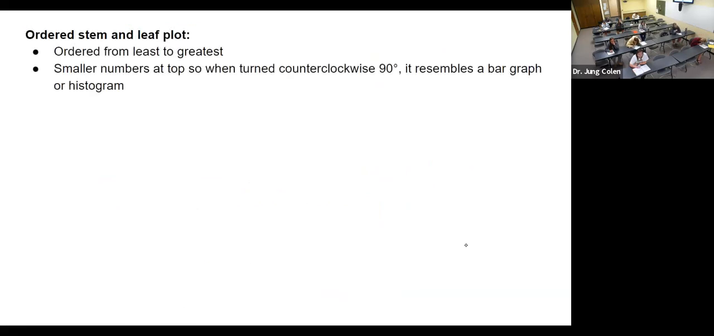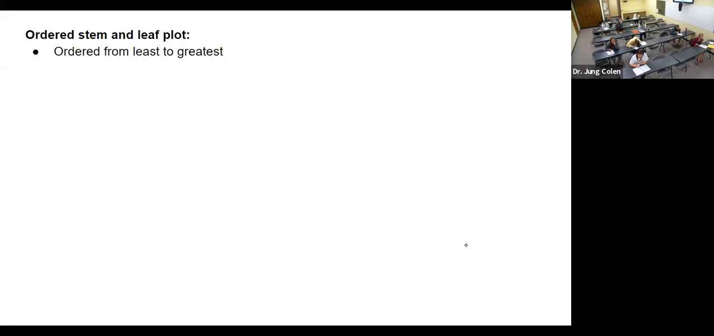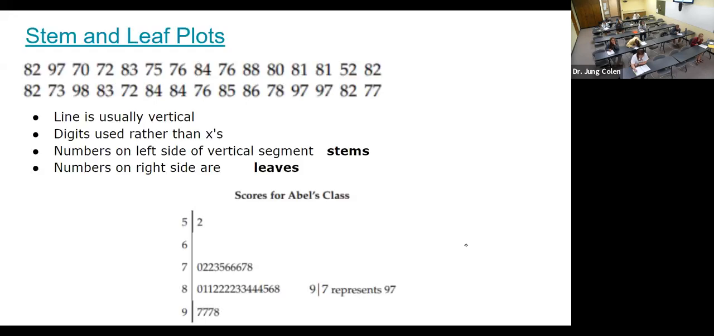Okay. So you can have it ordered from least to greatest, with smaller numbers at top. So when turned counterclockwise 90 degrees, it resembles the graph we use here. Oh, okay. I didn't talk about that. So when you're looking at this one, if you flip it over, what does it look like? It looks like a bar graph or histogram, doesn't it? Yeah. So usually when we draw a bar graph or histogram, we draw bars there, right? So we can compare them easily. It's just sideways. Okay, stem and leaf is the sideways of a bar graph or histogram.